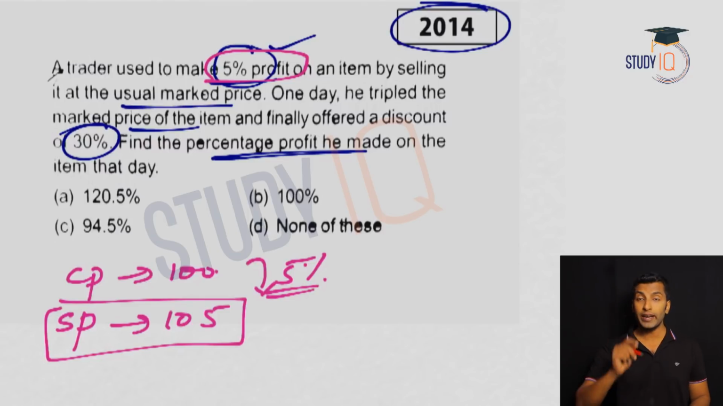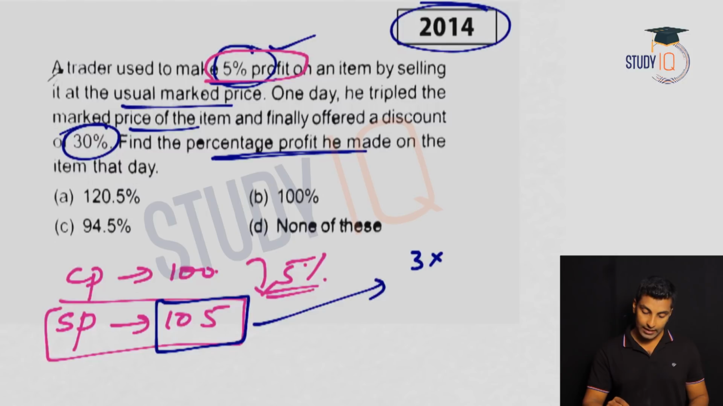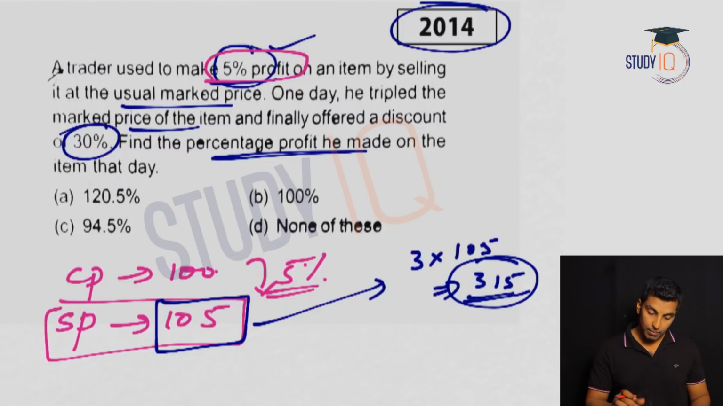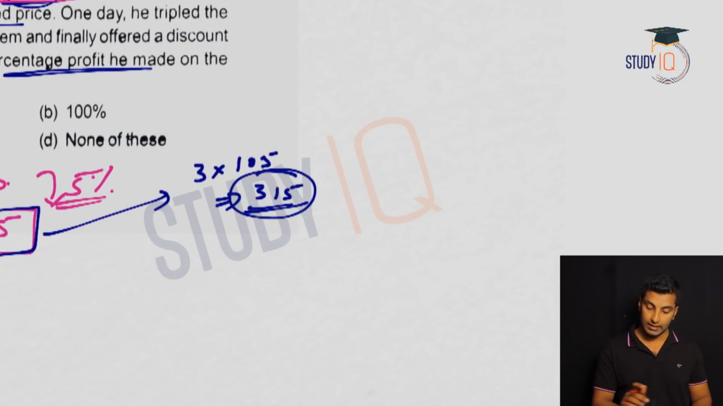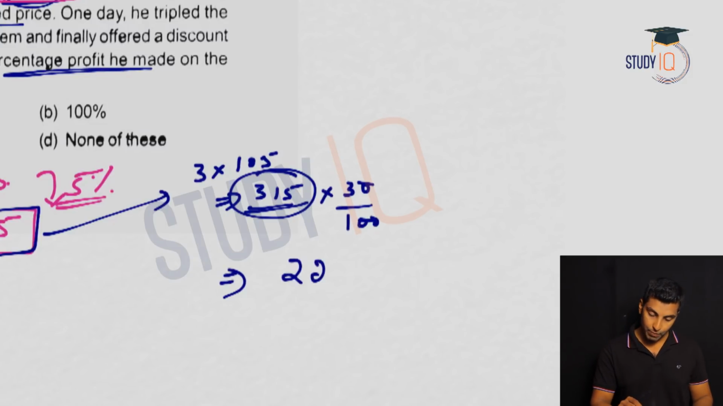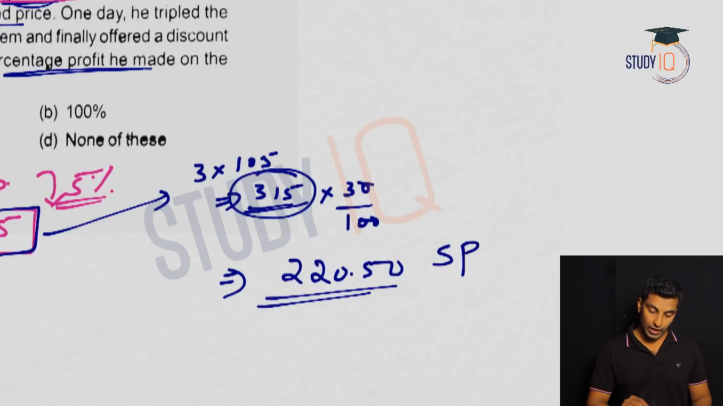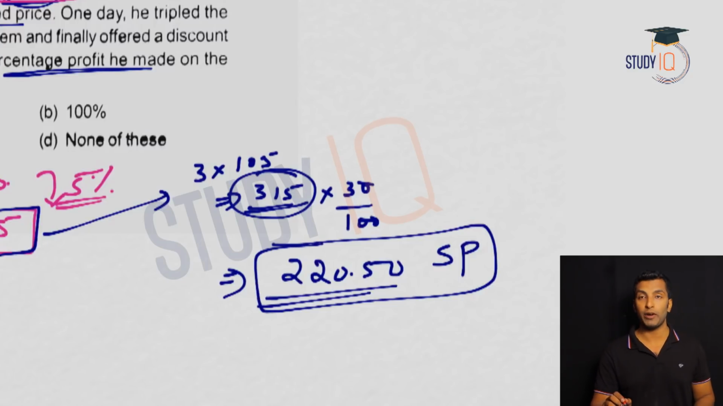Now what he did on that particular day, he tripled the selling price. So 3 times 105. What is the effective mark price now? 315 is the mark price. But he's offering a 30% discount, so we need to see what is 30% off this. What you will get is 220.50 as the new selling price after the discount.